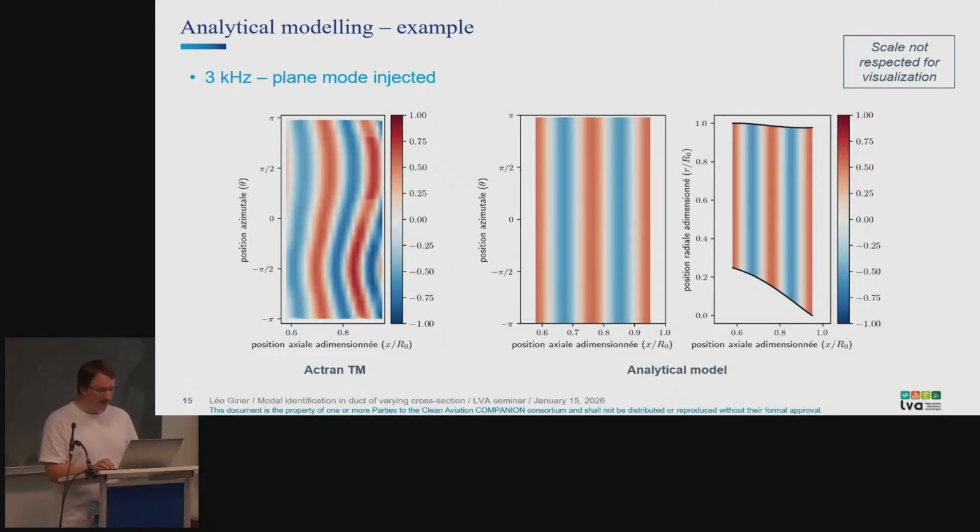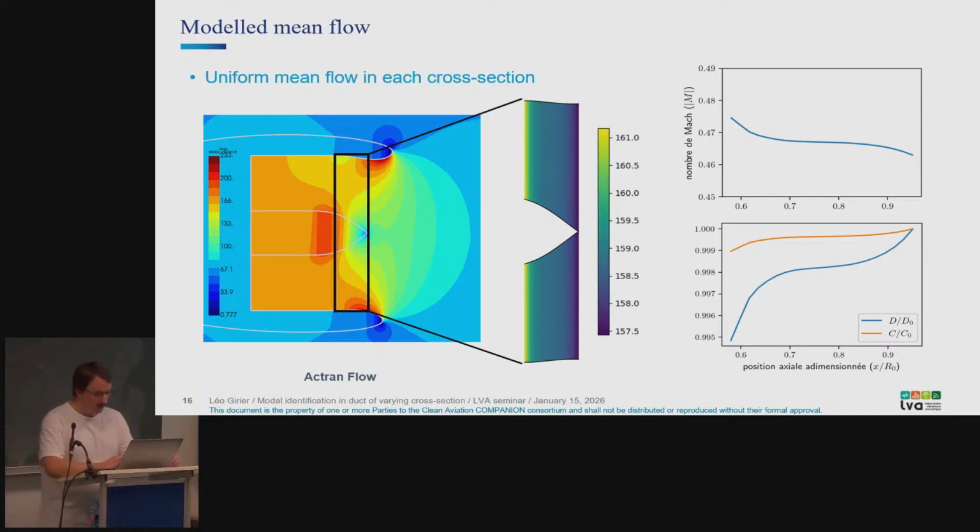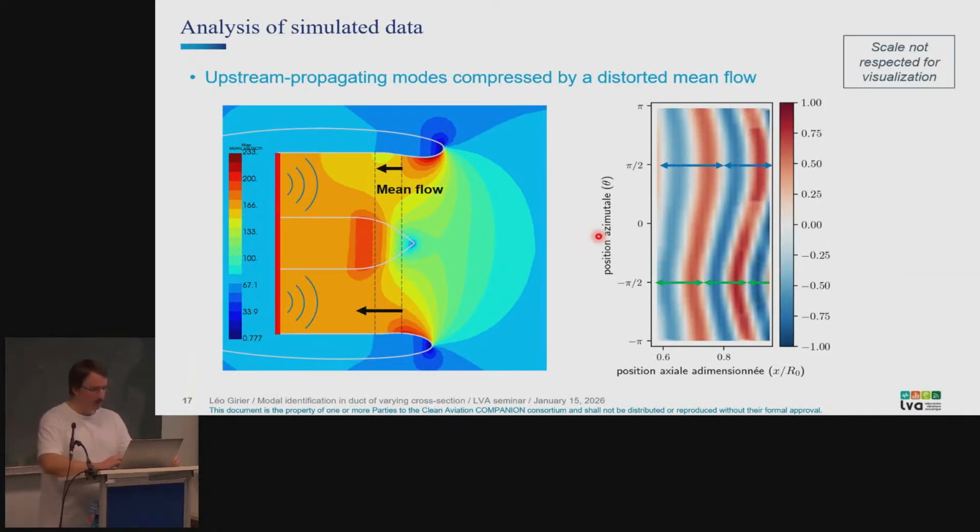Something that I have to say first is to explain a little bit why this wiggly pattern happens within the simulation. Remember that when we look at the flow, the mean flow computed numerically, there was a complex 3D pattern. And the modes that we are looking at are propagating upstream, so against the mean flow.